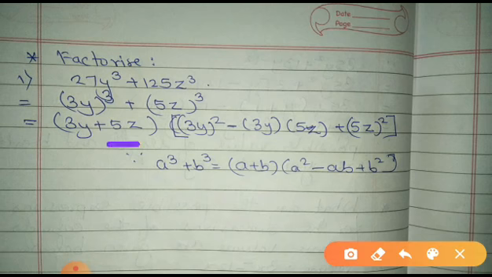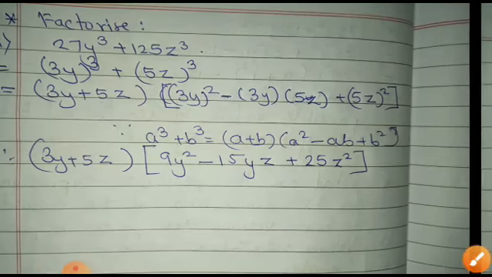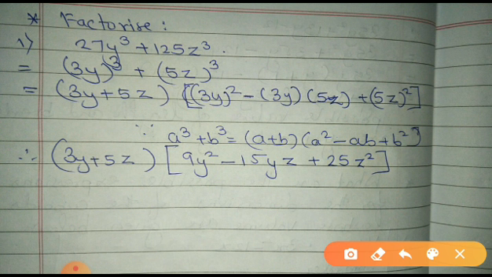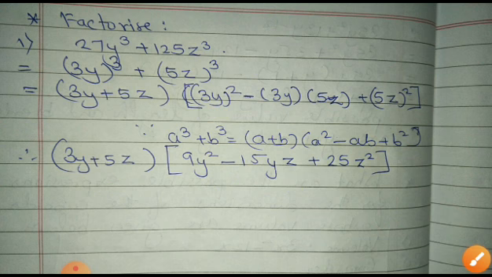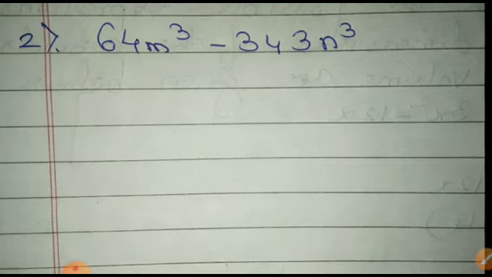So I have written that, and after simplification you will get (3y plus 5z) into (3y square is 9y square, minus 3y into 5z, that is minus 15yz, plus 25z square). So this will be the answer for the given question.